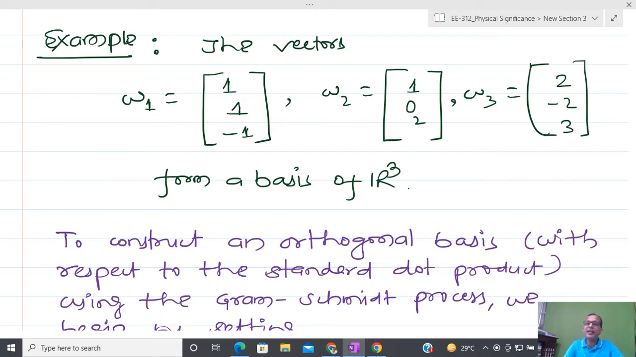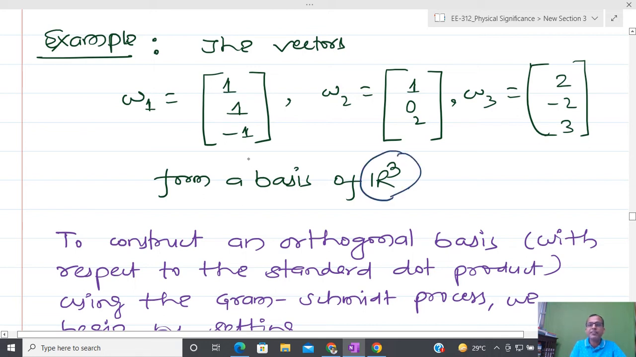Okay, so either you can talk about the norm, any other norm, or a standard dot product you can take. Then also you are able to construct the orthogonal basis. So what I have done, I have taken the R3 space and I have told you why this is a basis of R3 space. You can construct a matrix with the help of this basis and just check the determinant.